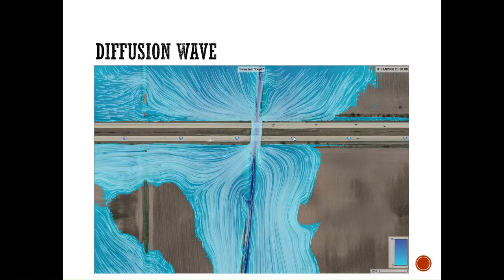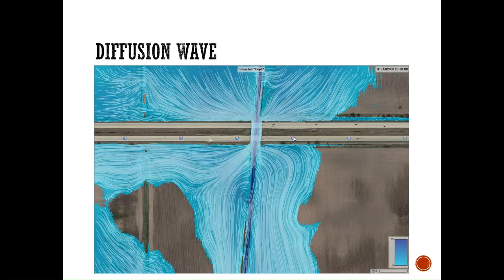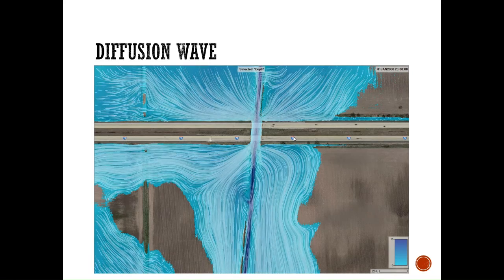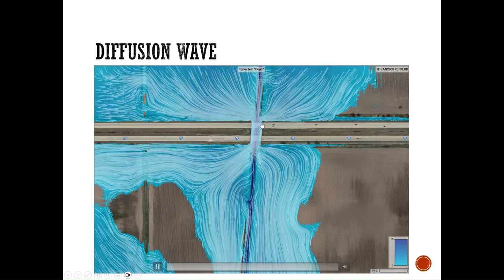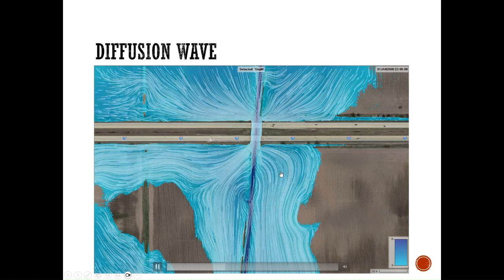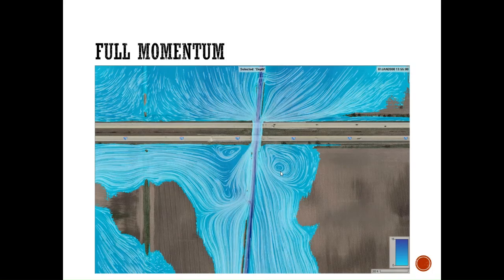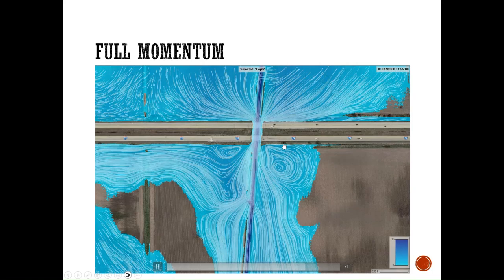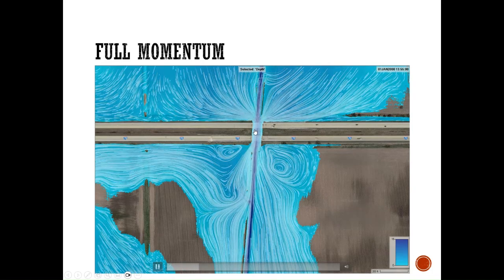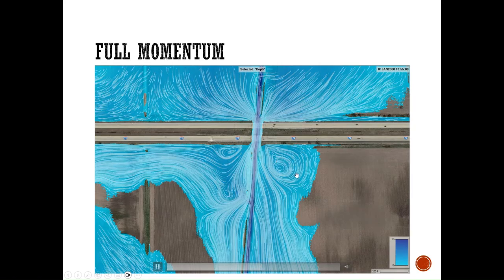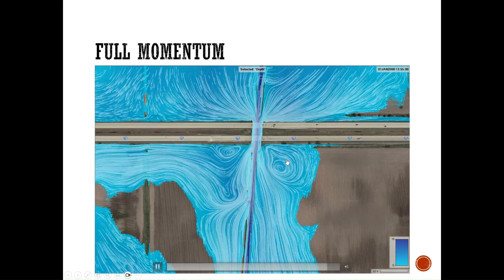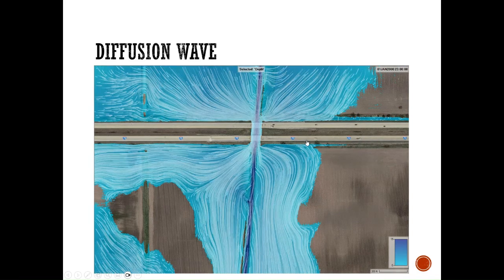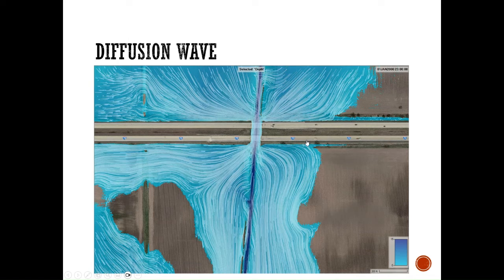And just to show a visual comparison of the diffusion wave results from the full momentum results, here we've got the flow moving through the bridge opening with the diffusion wave equations applied. When we move to the full momentum equation, we start to get these eddies on the downstream side of the bridge here, where flow is expanding again. You get that circular flow pattern that really can only be simulated using the full momentum equations and can't really be achieved using the diffusion wave equations.